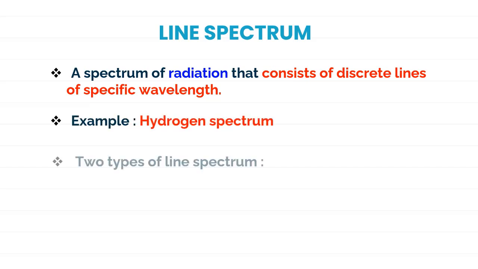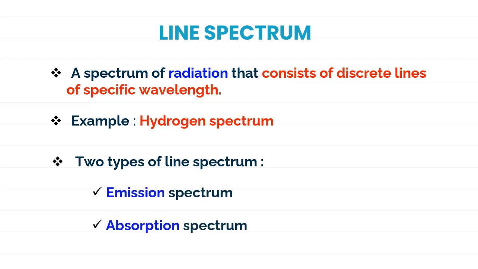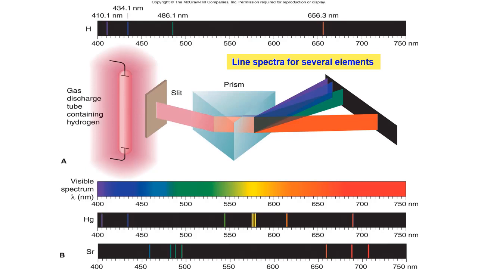This hydrogen spectrum can be divided into two. One is emission spectrum, where transitions of electrons happen from higher energy level to lower energy level, and absorption spectrum is where transitions of electrons happen from lower energy level to higher energy level. All the calculations of energy we have discussed previously belong to hydrogen atom.